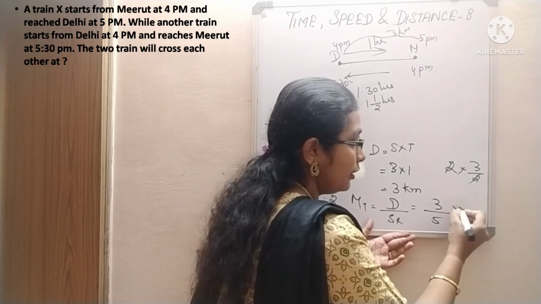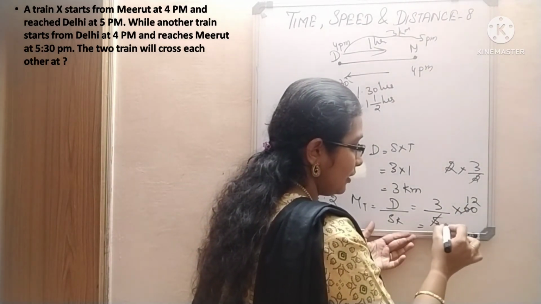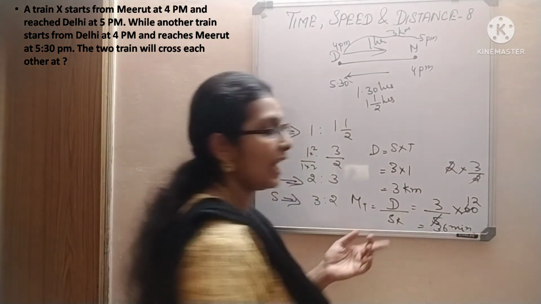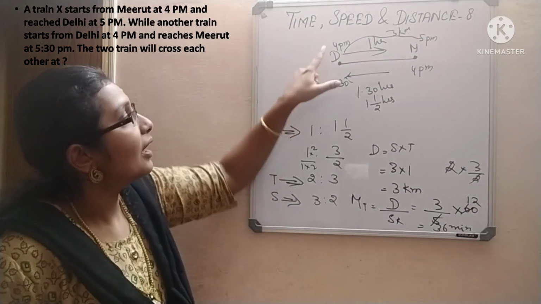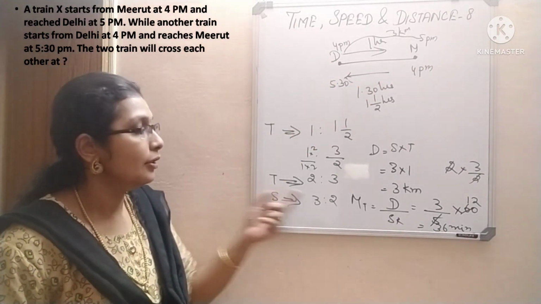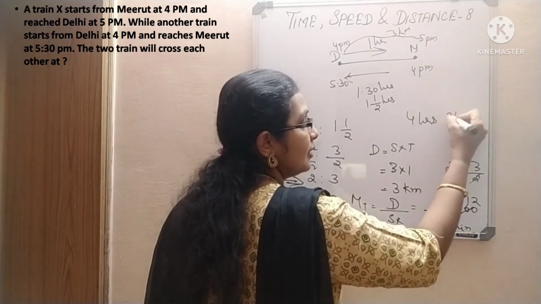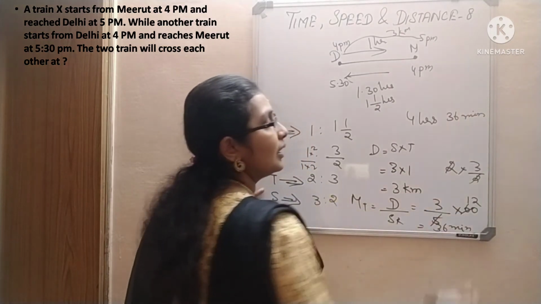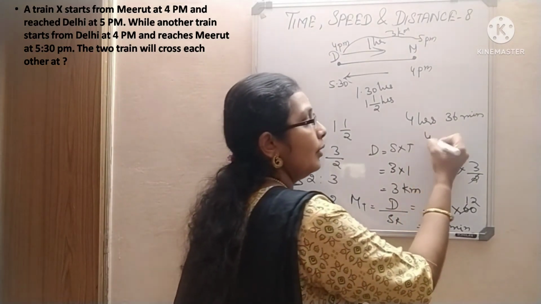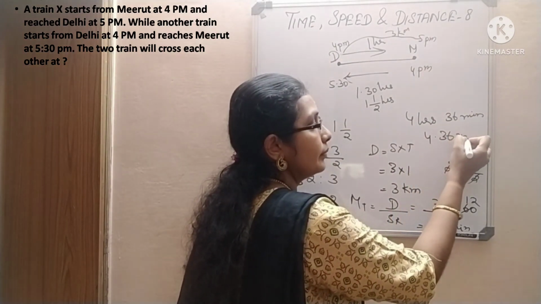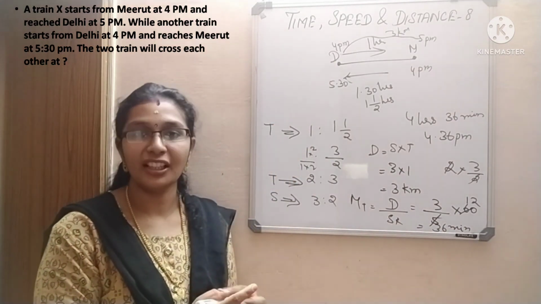Now you have to convert it into minutes, so multiply it by 60. So 12, 12 3s are 36 minutes. So the actual time they take to cross each other is, see, they are starting at 4 p.m. Correct? So 4 hours and 36 minutes. Clear? So that is our answer. So finally you can say it as 4:36 p.m. After 36 minutes past 4 they cross each other.